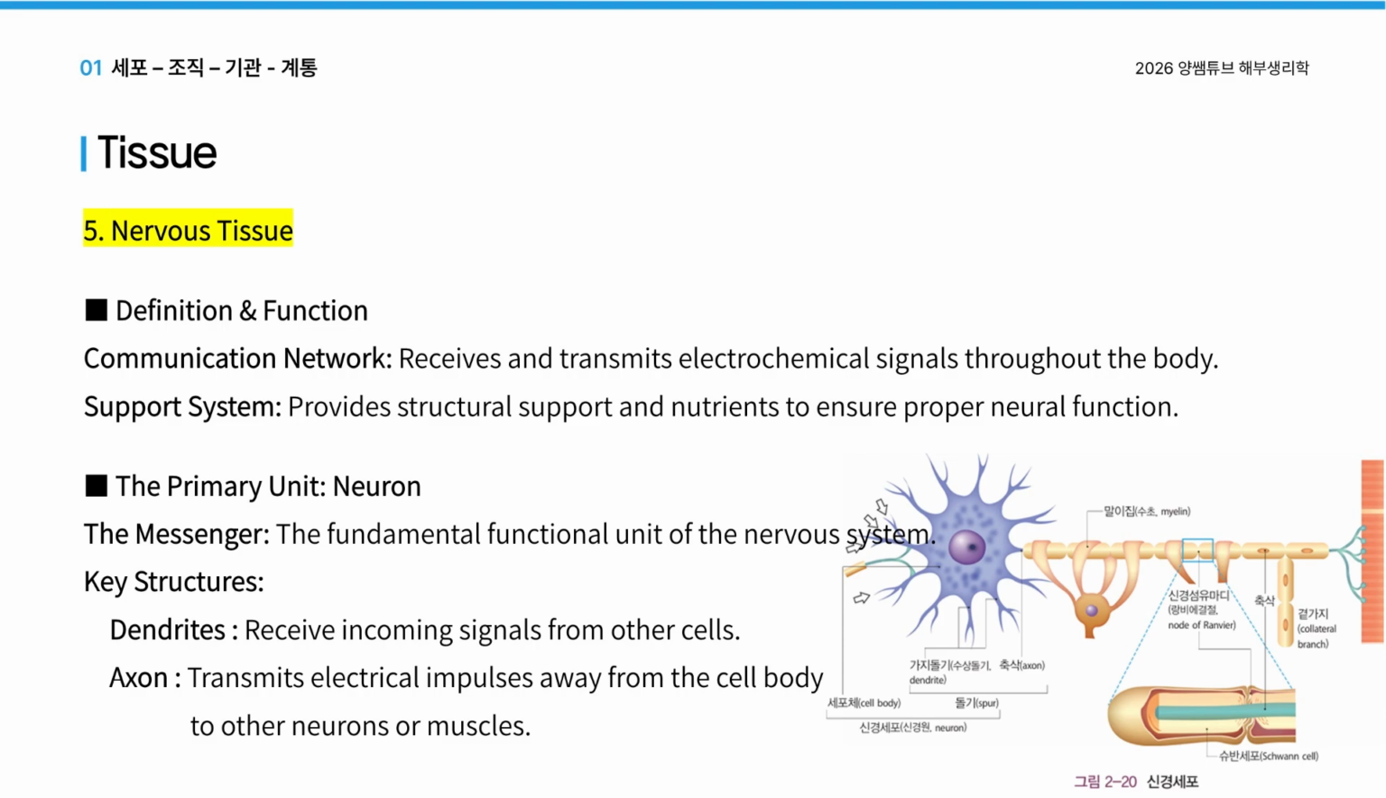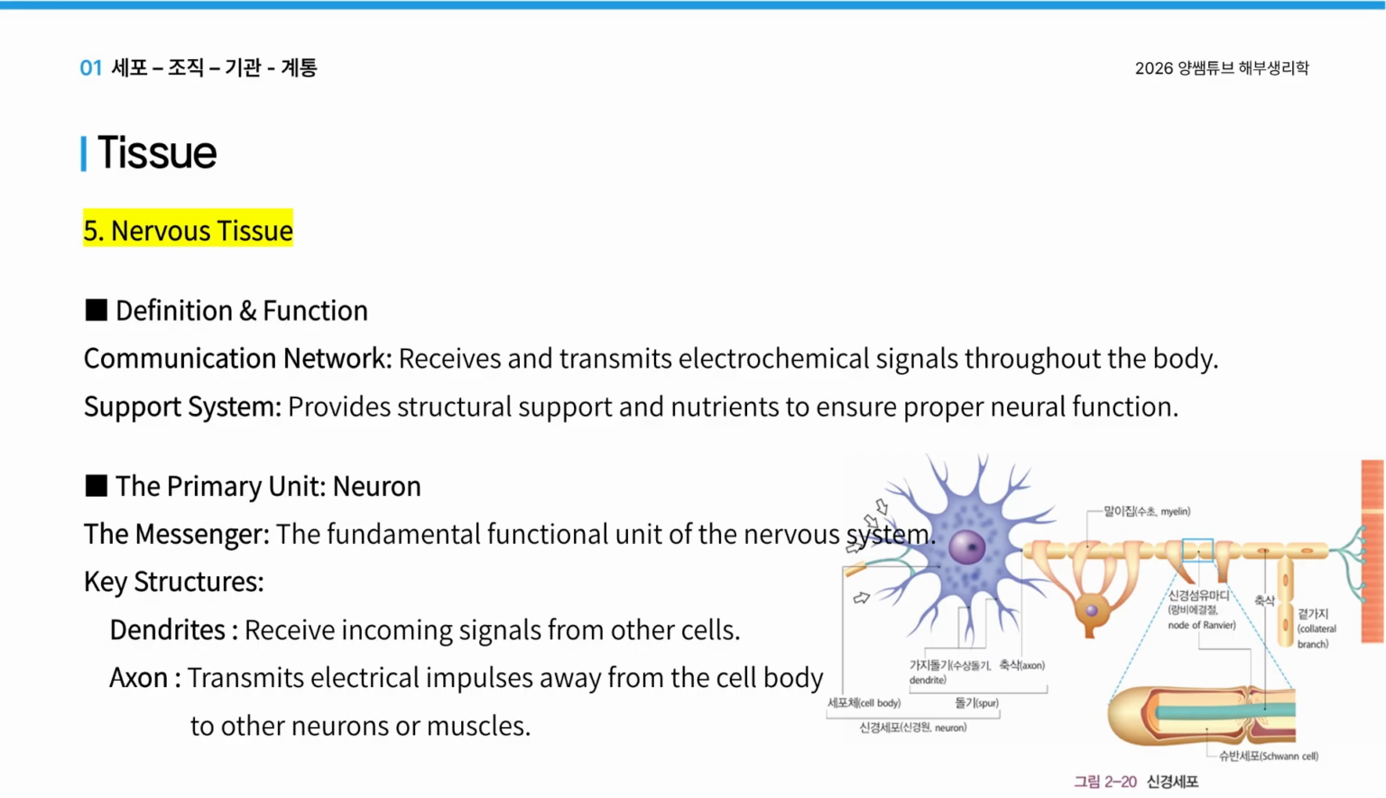Now, look at the diagram on the right. This is the neuron, the messenger and fundamental unit of the nervous system. It has a very unique shape, right? Let's break down its key structures. Dendrites. These look like tree branches. Their job is to receive incoming signals from other cells.